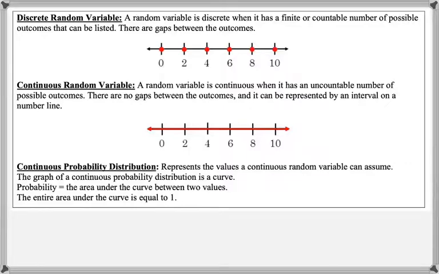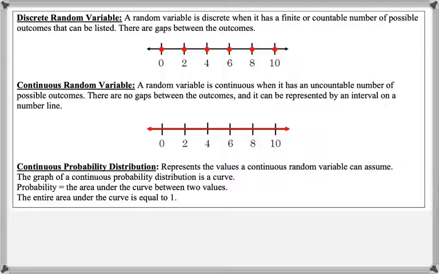This section is on continuous probability distributions, but before we talk about those, I want to quickly review discrete versus continuous random variables. So a random variable is discrete when it has a finite or countable number of possible outcomes that can be listed. There are gaps between the outcomes. A random variable is continuous when it has an uncountable number of possible outcomes. There are no gaps between the outcomes, and it can be represented by an interval on a number line.